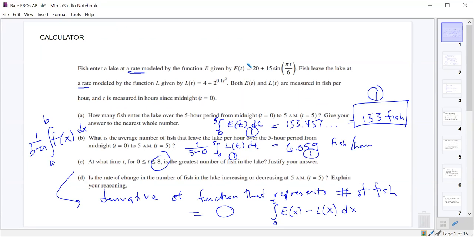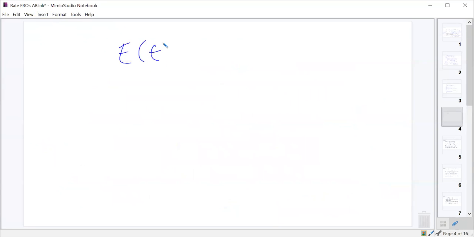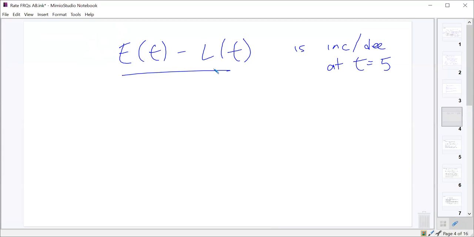Derivative. Should be E of t minus L of t, right? E of t is the rate at which they enter, and L of t is the rate at which they leave. So the rate of change overall ought to be E of t minus L of t. And we want to know, is this increasing or decreasing at t equals 5? Well, how do you determine if a function is increasing or decreasing? Look and see if the derivative is positive or negative. So we want to find out, is E prime of 5 minus L prime of 5 positive or negative?